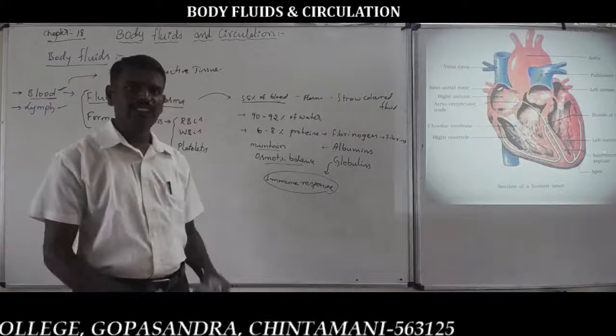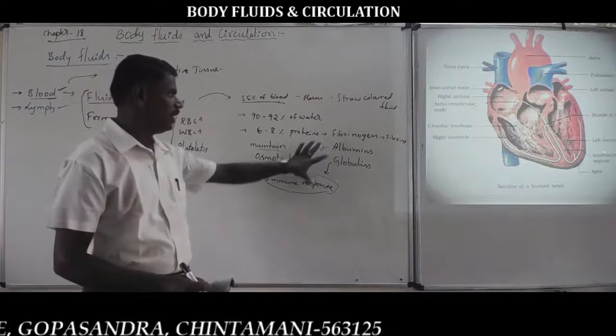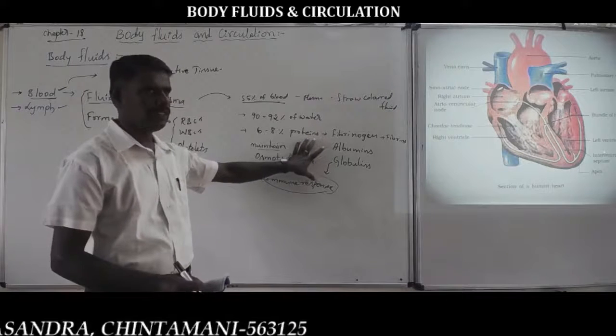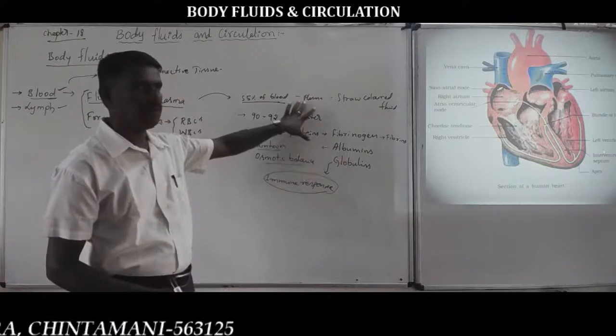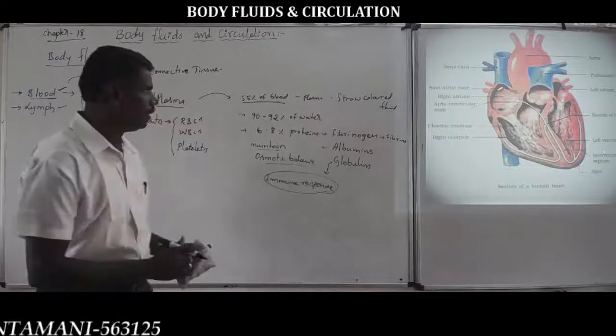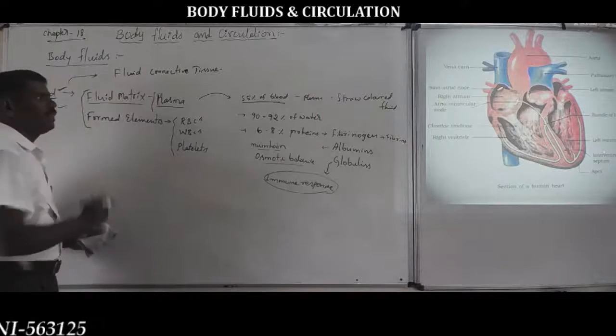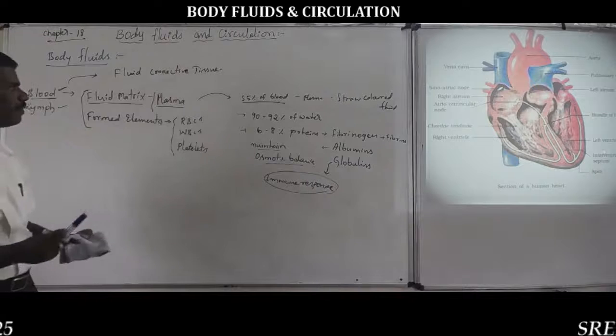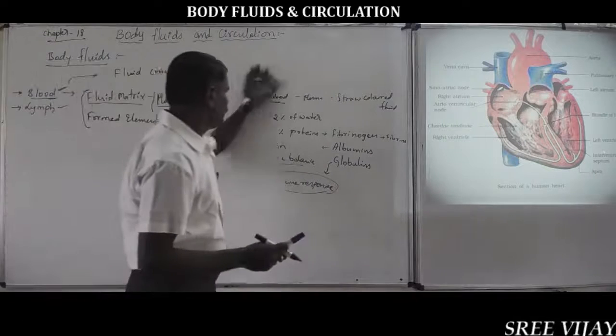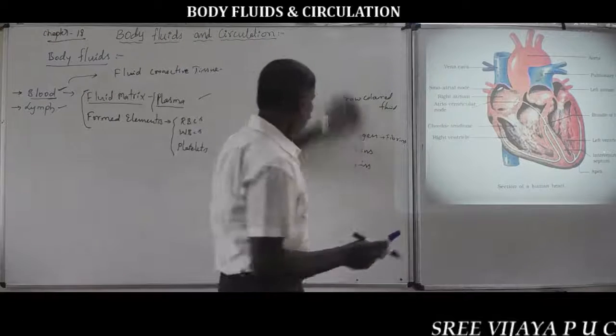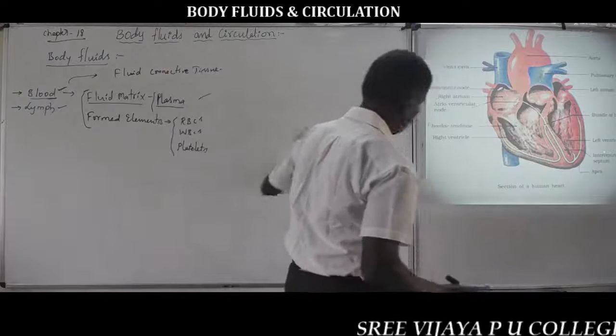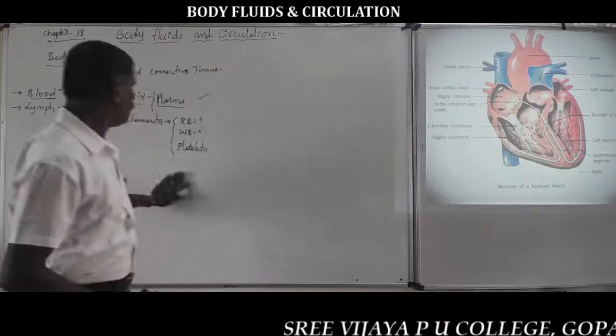These are different types of proteins which are present in the plasma. The plasma is a fluid matrix. After that, there is the presence of formed elements.